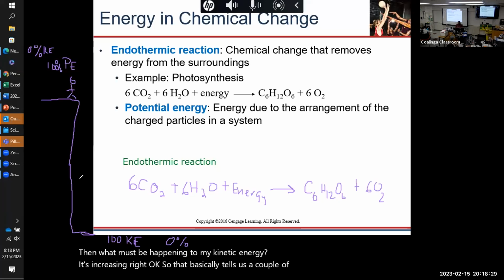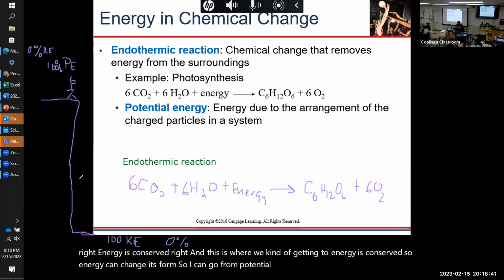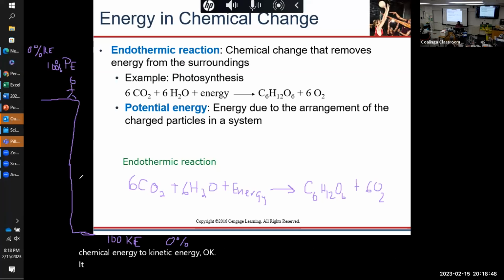Okay, so that basically tells us one major thing. Energy is conserved, and this is where we're getting to. Energy is conserved, so energy can change its form. I can go from potential energy to kinetic energy, or I can go from chemical energy to kinetic energy. It can change its form, but at the end of the day, it's conserved.